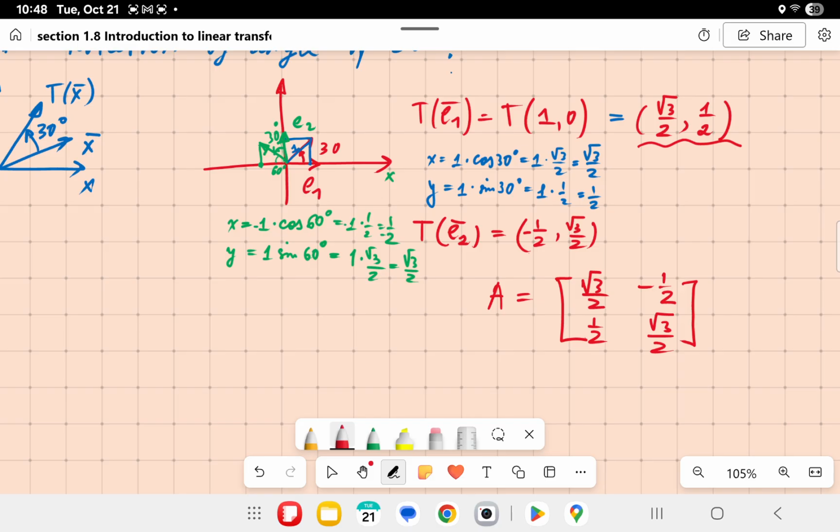Okay, that's all about the introduction. In the next section, we are going to talk more about how to combine these transformations and whether we sometimes have inverse transformations. Okay, so see you in the next section.